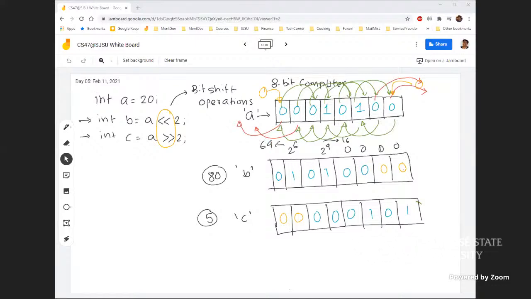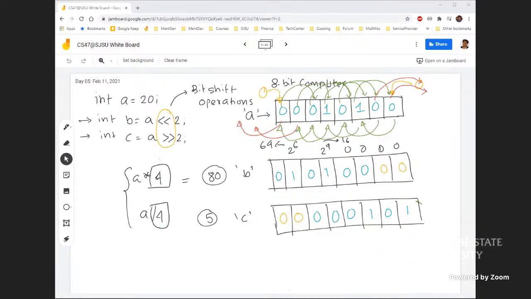And also, if you notice, this is basically what we are doing: A multiplied by 4. And this one is A divided by 4, integer division. So in fact, this is a faster way of doing multiplication and division operations, given that your multiplier or divider is a power of 2.